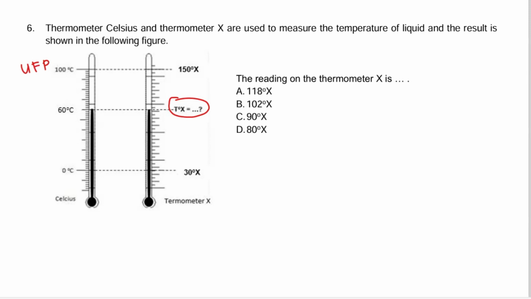And then the next one, we need to know what is the lower fixed point. So this is the temperature when the water changes into ice, or the freezing, or the opposite one, the melting. Okay, so this is the Celsius thermometer and this is the X thermometer. Each of them has the LFP and also UFP. And in order to count it, we actually just need to compare the length of this to this, right? With the length of this to this.